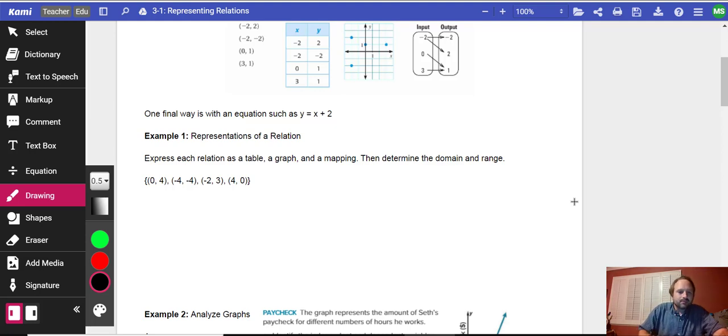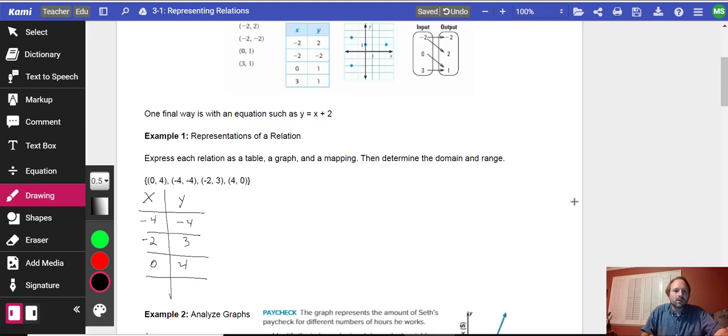So for example, we could write this as a table right here, an XY table. What I like to do is take this information and input the values. I'm going to go from less to greater, starting at -4, which maps to -4. Then the next one going up is -2, which maps to 3. Then 0 to 4, and then 4 to 0.